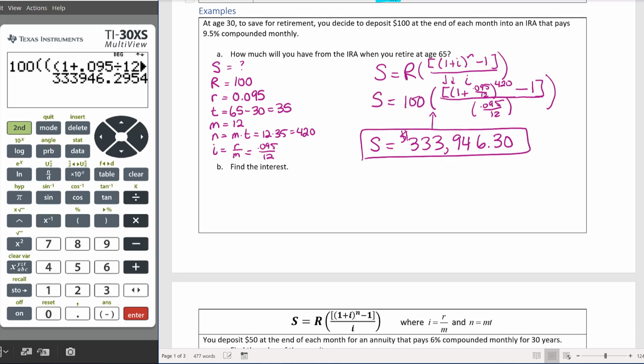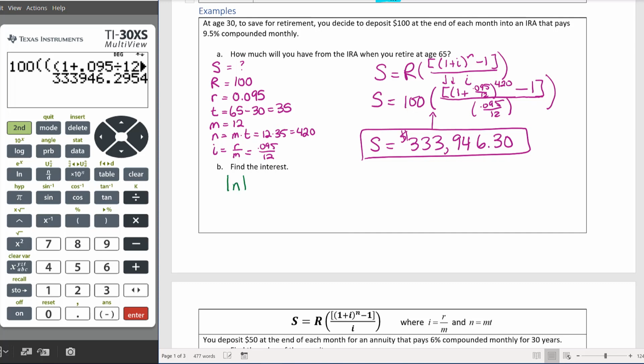So this is the value of my IRA when I retire. If you put in $100 at the end of each month, this is how much you're going to have at age 65 if you started at age 30. Now, how much of that is interest? This is an interesting thing to note.